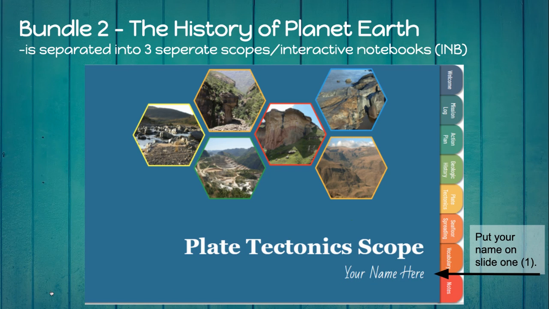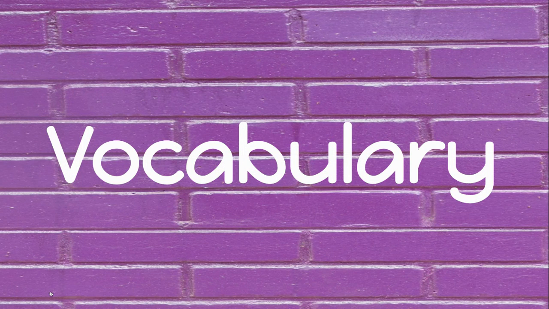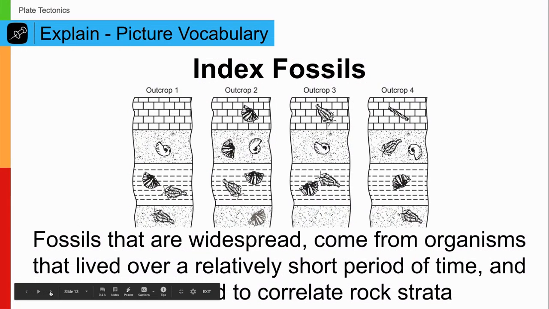So you will be getting a new interactive notebook. It is called Plate Tectonic Scope. Once you have it open, you can make sure that you put your name here to personalize it. And we'll review some vocabulary. So index fossils are fossils that are widespread, come from organisms that lived over a relatively short period of time, and can be used to correlate rock strata.